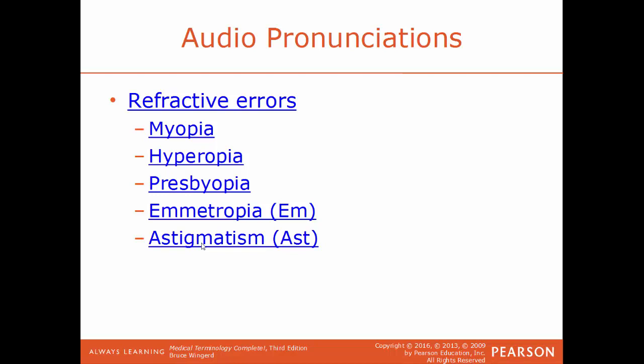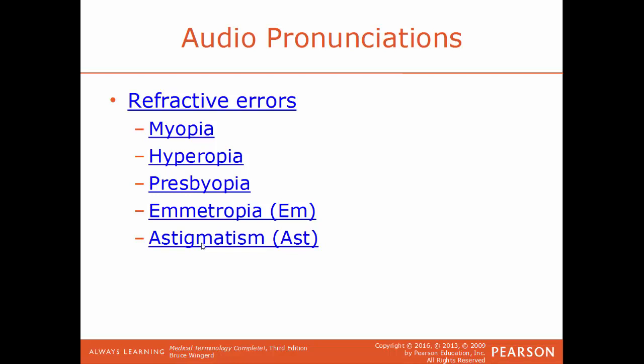And a refractive error is an imperfection of the eye that prevents it from focusing light correctly. The first one, myopia, is another term for being nearsighted. The person is able to see things up close clearly, but they can't see things far away. So they can sight things near to them. That's why it's called nearsightedness.